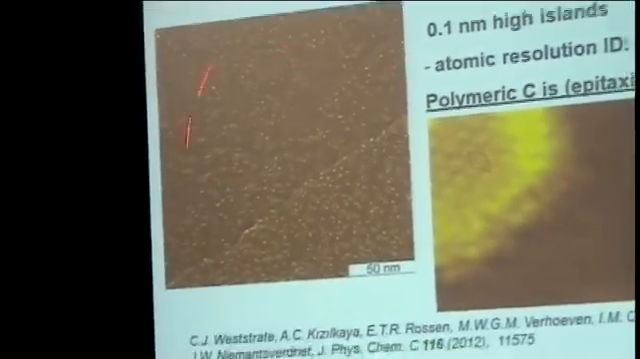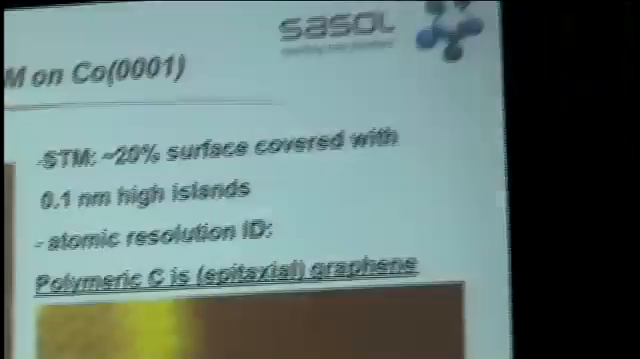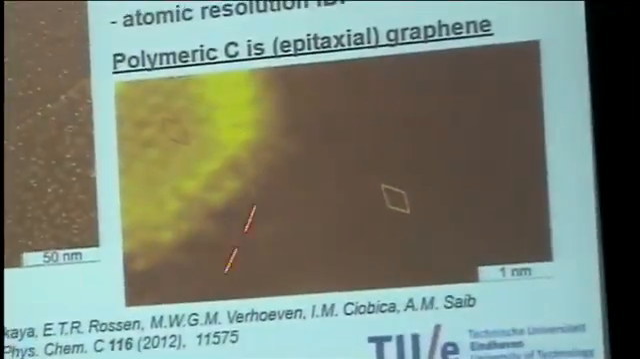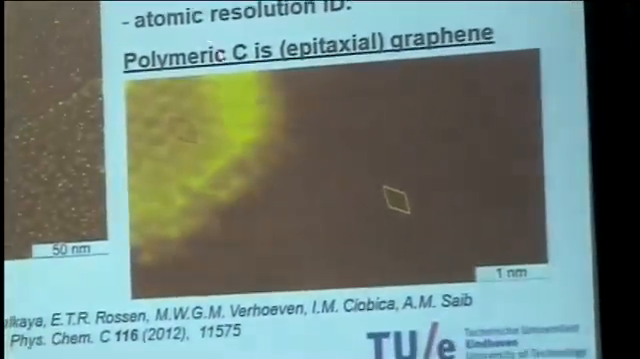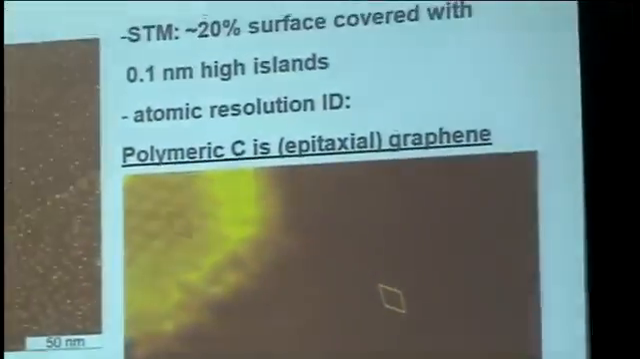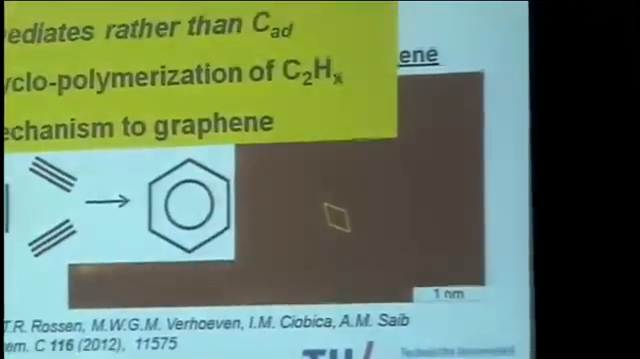You can see that after this acetylene treatment, the surface is covered with small islands, with a typical height of 0.1 nanometer. And if we zoom in, down to atomic resolution, both on the island and on the cobalt next to it, we can see that these are actually graphene islands. So acetylene can very efficiently make graphene on our cobalt surface.